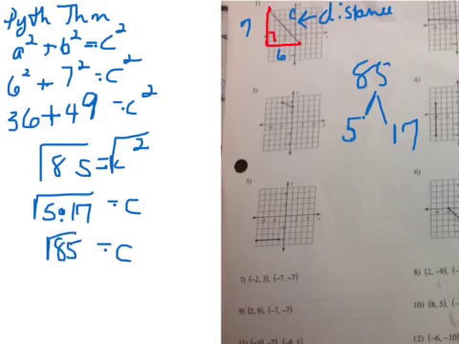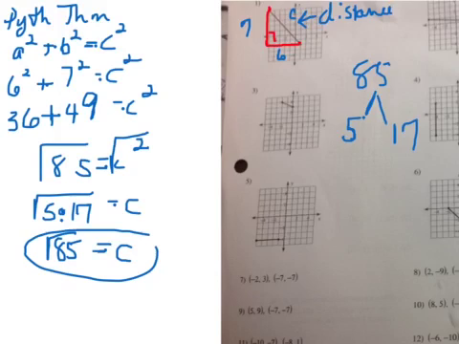It says round your answer to the nearest tenth. I would rather, honestly, have the radical always, unless I tell you for sure on a test or quiz, give me the decimal answer. I'll go ahead and put this in my calculator. My exact answer is c is the square root of 85.